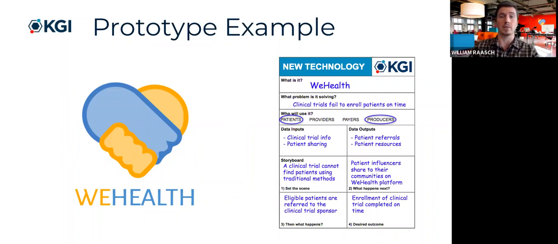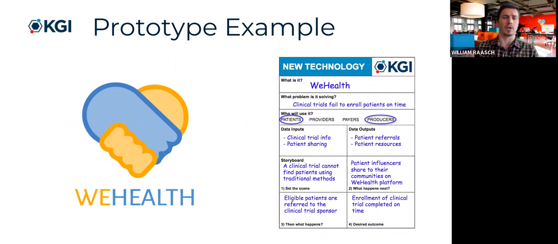Who uses WeHealth? Well, it's sort of a double-ended customer. We have customers on the patient side and then customers on the producer side. So the producers want to be able to enroll their clinical trials, and the patients want to be able to find clinical trials that can help them. So the data inputs are clinical trial info and the patients sharing that info. The outputs are patient referrals to that clinical trial, as well as healthcare resources for those patients.